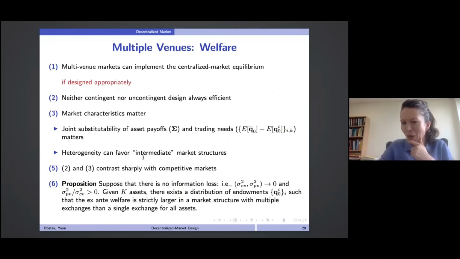Now, these observations are in sharp contrast to the competitive model, where any innovation that increases demand conditioning also increases welfare, irrespective of market characteristics.